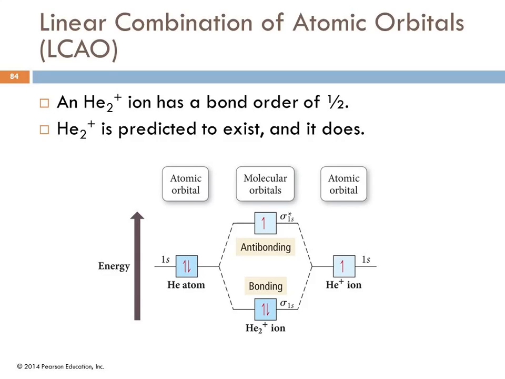So then to calculate the bond order, we take the number of electrons in the bonding orbitals, which is 2. We subtract this 1 electron in the anti-bonding orbital, and we divide by 2. So 2 minus 1 is 1, divided by 2 is 1/2. That is positive. That tells us that this bond can form. It's not a real common ion, but it does form.